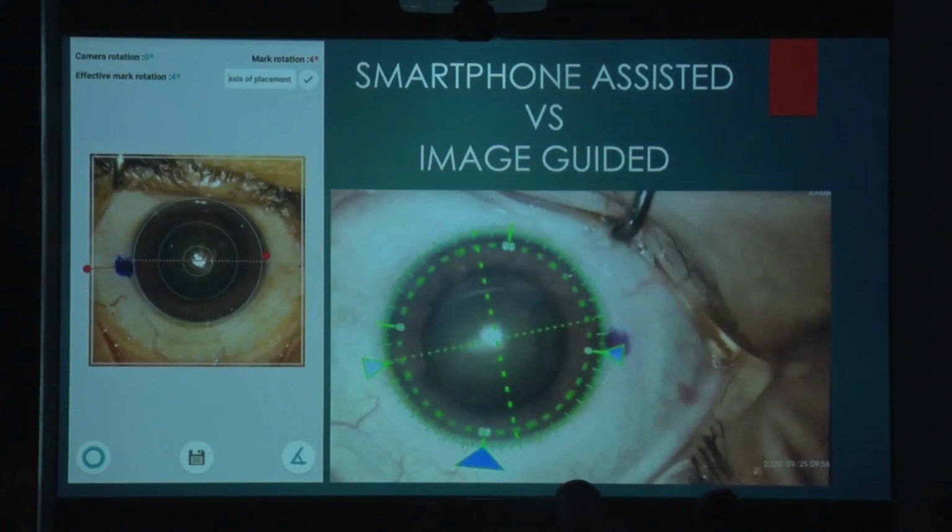Like over here, the left hand image is of the smartphone assisted, and the right image is the image guided. So the smartphone is showing a mark rotation of 4 degrees. Now when we put the same patient on the digital overlay, that is again showing a rotation of 4 degrees. We've also done a study on this, and we found very good results, which have been published elsewhere.